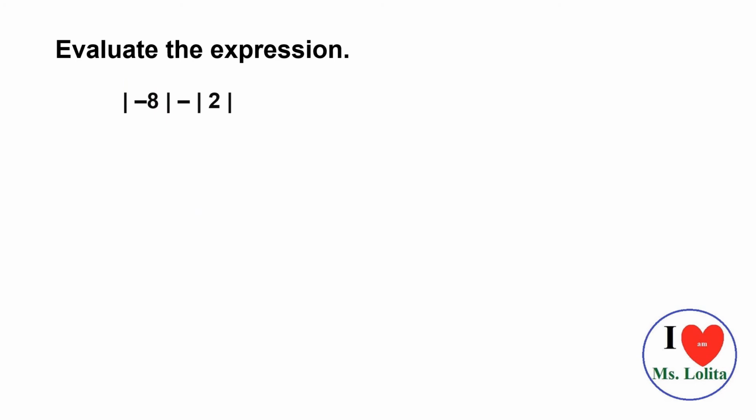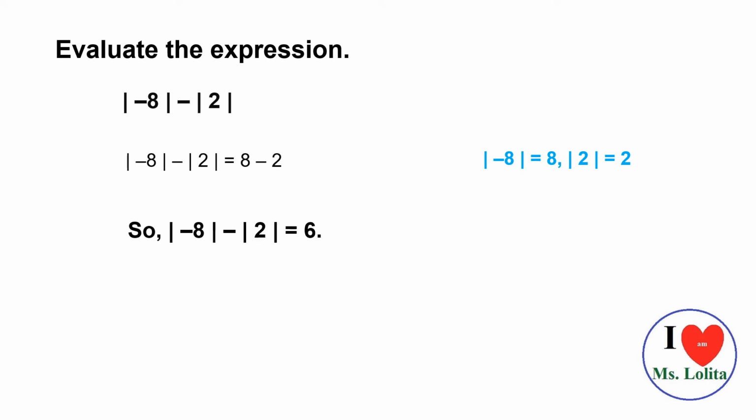Let us work on another example. Evaluate the expression, the absolute value of -8 minus the absolute value of 2. We already know that the absolute value of a negative number is positive. So, the absolute value of negative 8 is 8. And the absolute value of positive 2 is 2. Substituting the values in the given expression, it will give us 8 minus 2. 8 minus 2 is 6. So, the absolute value of negative 8 minus the absolute value of positive 2 is equal to 6.